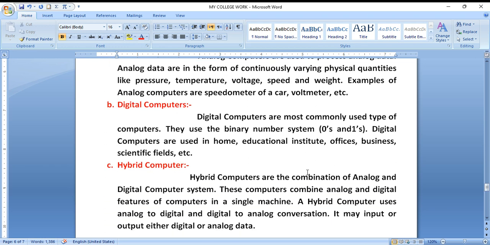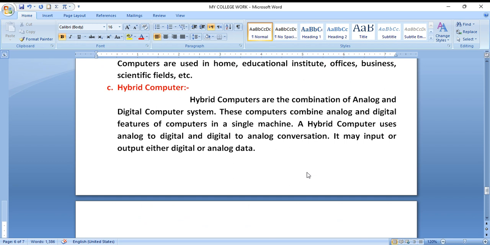Hybrid computers are the combination of analog and digital computer systems. These computers combine analog and digital features of a computer in a single machine. A hybrid computer uses analog to digital and digital to analog conversion. It may input or output either digital or analog data.